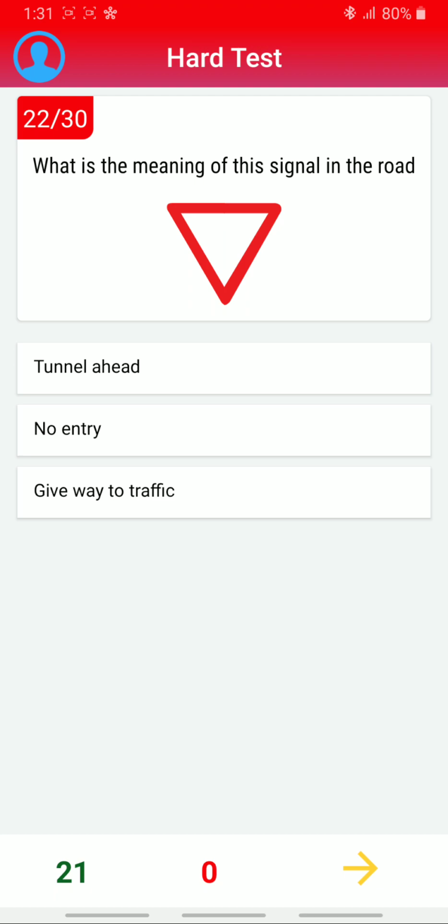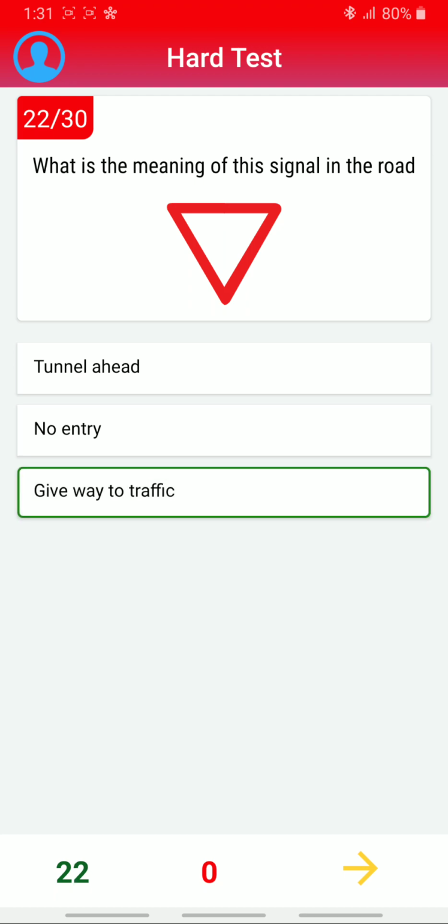Yes, this is a triangle, so it means that you need to give way to the traffic. It's almost always at a junction, T junction, or in those areas, or when entering the road. So you need to give priority to the moving traffic first. Option C is correct.